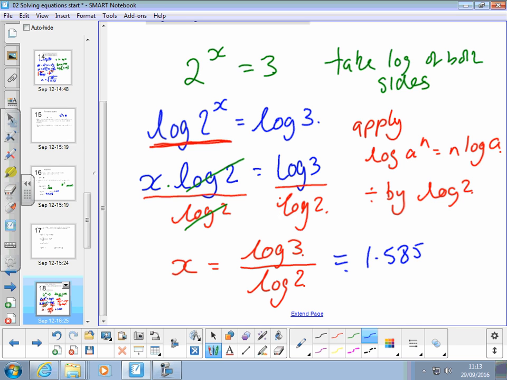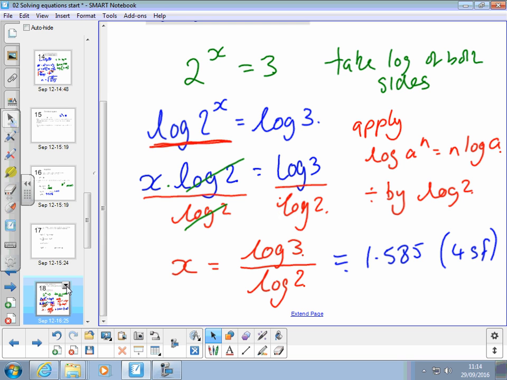1.585 to 4 significant figures. So initially we've applied that law, log of a to the n is equal to n log a, to get x out from inside the log function. And then normal rules of rearranging applied to get x on its own. All reasonably happy with that one.